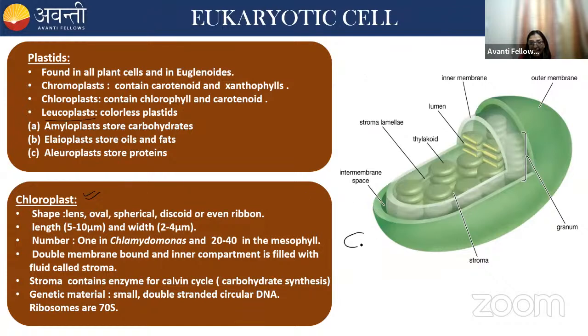The chloroplast has sac-like structures which are known as thylakoids. And these sac-like structures stack over one another and are known as granum. And two different grana are connected to each other by a tubule which is known as stroma lamellae.